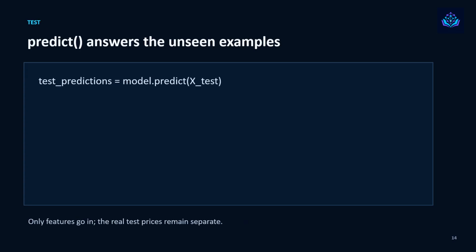We call predict with xtest. The model produces one estimated price for each of the 48 unseen houses. Notice that we provide only the features. The real test prices remain separate in ytest. This separation lets us compare the predictions with reality after the model has committed to its answers, just like the closed-book test from the previous lesson.